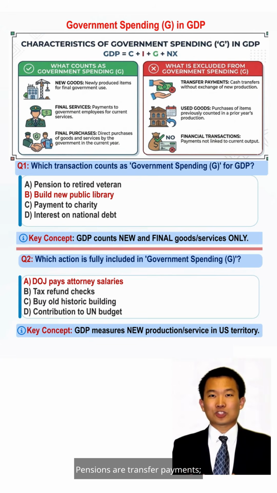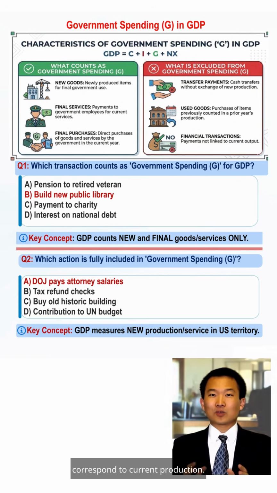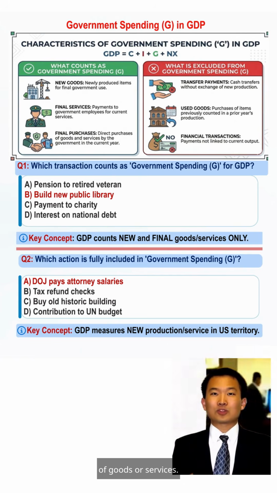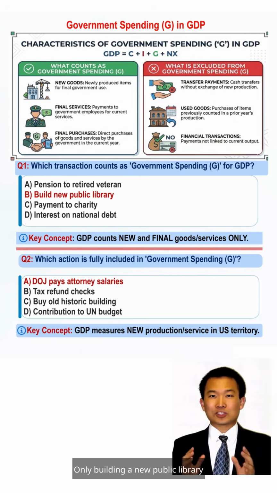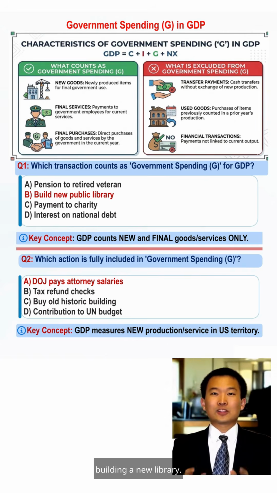Pensions are transfer payments. They're just income redistribution and don't create new output. Similarly, donations don't correspond to current production. National debt interest is a financial payment, not a purchase of goods or services. Only building a new public library involves new construction, new labor, and new output. So the correct answer is B, building a new library.